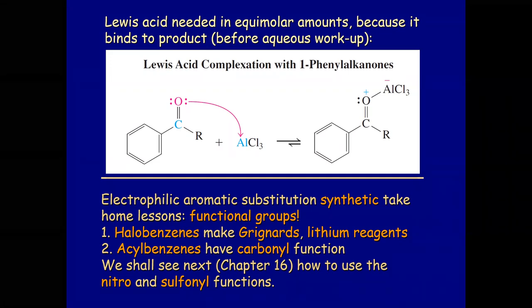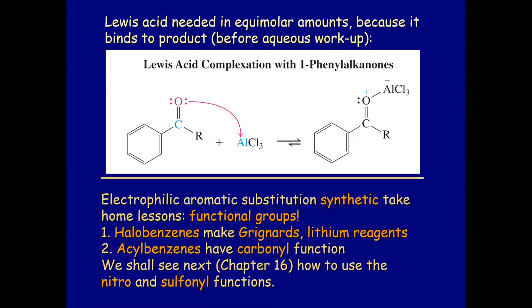Halobenzenes can make Grignards and organolithium reagents. Acyl benzenes have the carbonyl functional group, which we will be analyzing later on in this topic. Any questions on what we've done today? This should be the last slide.